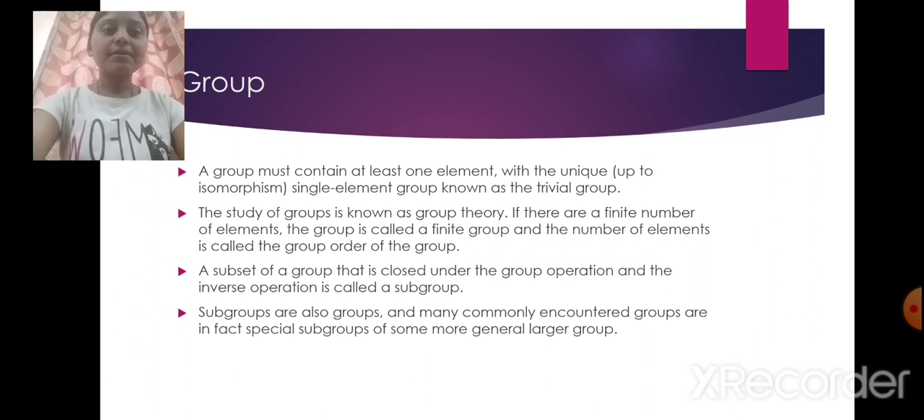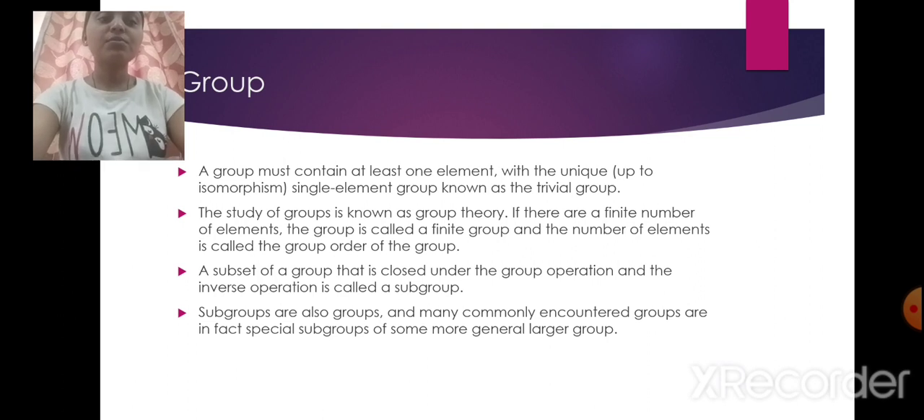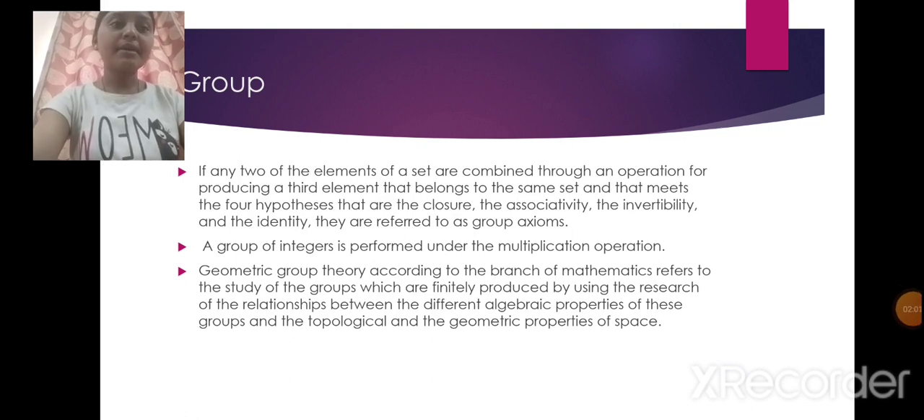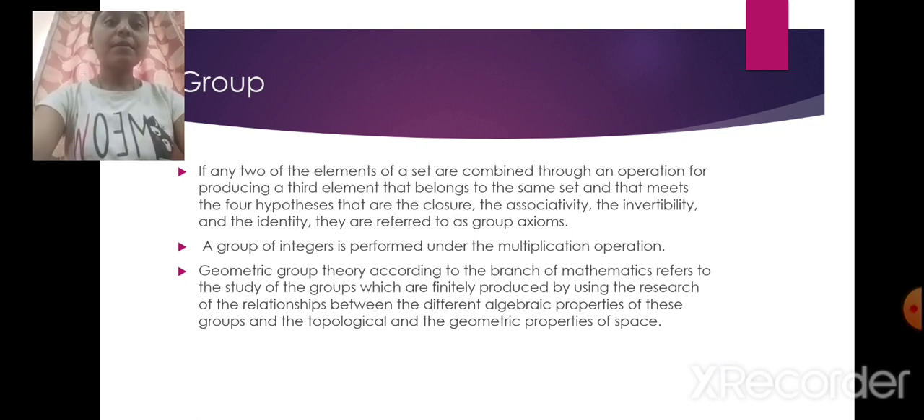A subset of a group that is closed under the group operations and the inverse operations is called a subgroup. Subgroups are also groups, and many commonly encountered groups are in fact special subgroups of some more general larger group. If any two of the elements of a set are combined through an operation for producing a third element that belongs to the same set and that meets the four hypotheses, that are the closure.